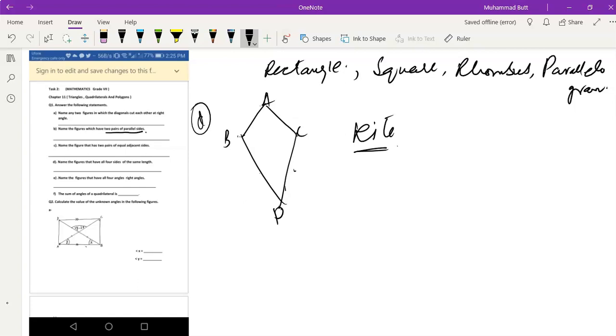Part E is name the figure that has all four right angles. It's very easy. You can do it yourself. Part F is the sum of angles of a quadrilateral is 360 degrees. As the sum of the interior angles of a triangle is 180 degrees, the sum of the interior angles of a quadrilateral is always 360 degrees.